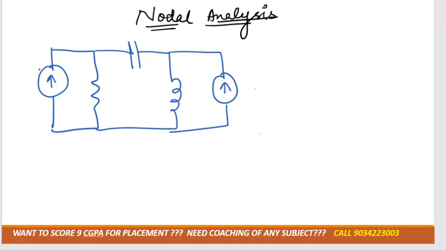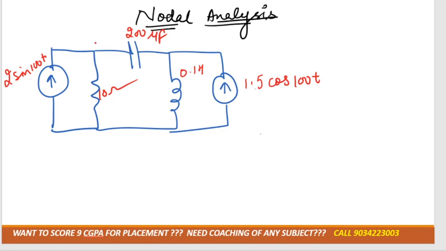This, they have given 1.5 cos 100t. This one they have given as 2 sin 100t. This one is 10 ohm. This one is 200 microfarad, and this one is 0.1 Henry. Okay, so now tell me, how many nodes do we have in this case?